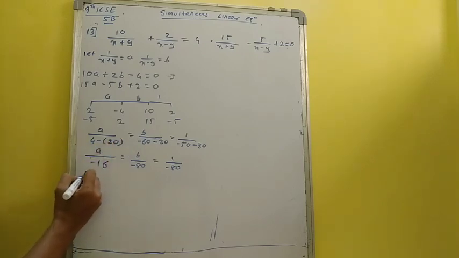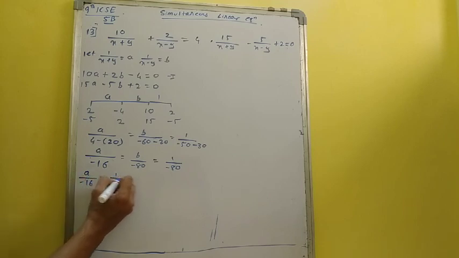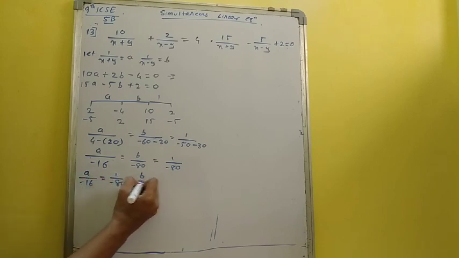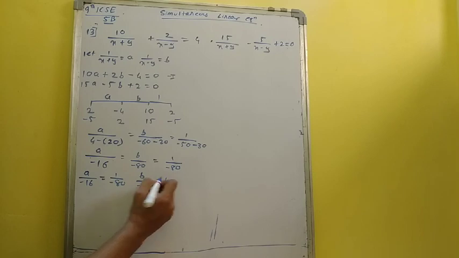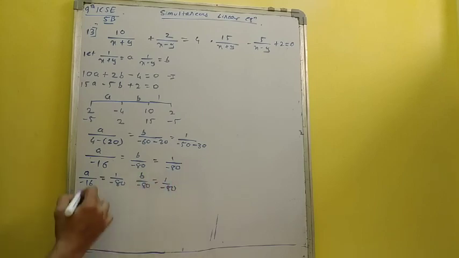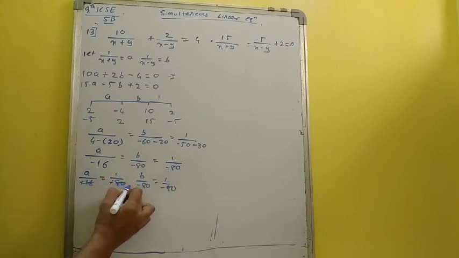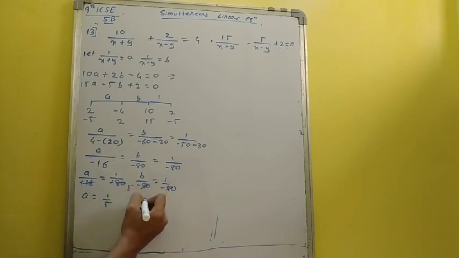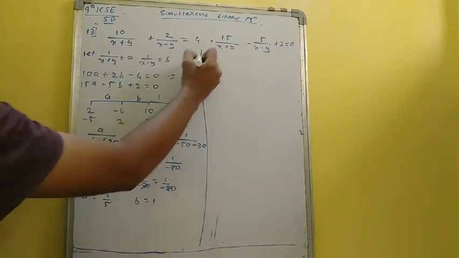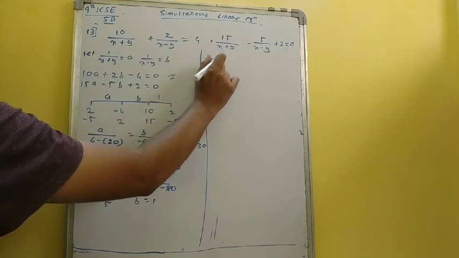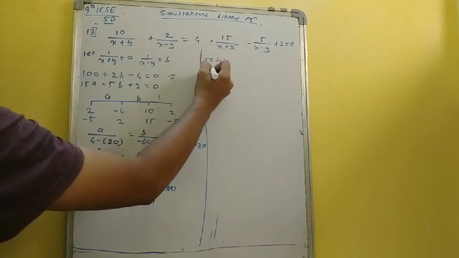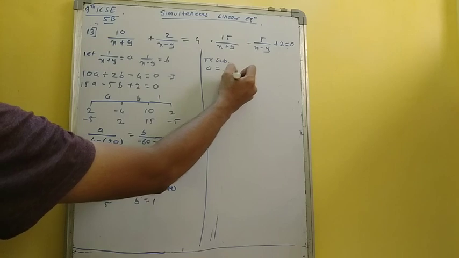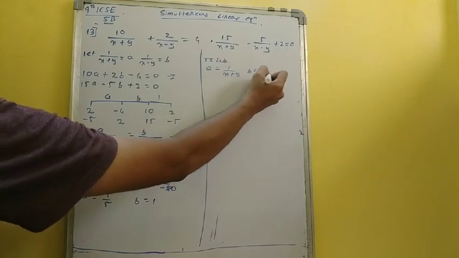Okay, when I will compare it, so a upon minus 16 is equal to 1 upon minus 80. B upon minus 16 is equal to b upon minus 80 is equal to 1 upon minus 80. So minus minus cancel, 16 ones are 16 fives are 80, so a is equal to 1 upon 5, and this gets cancelled, it is 1, so b is equal to 1. Resubstituting, a is equal to 1 upon x plus y and b is equal to 1 upon x minus y.